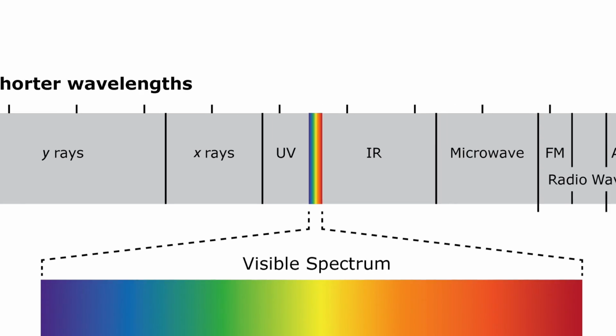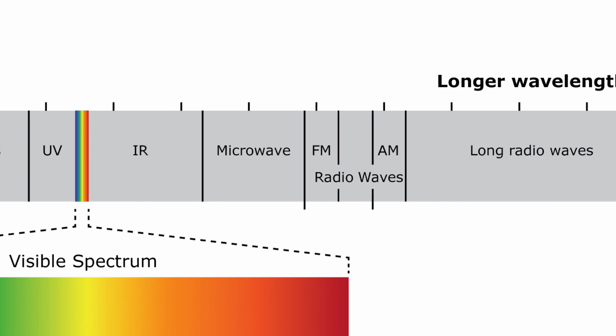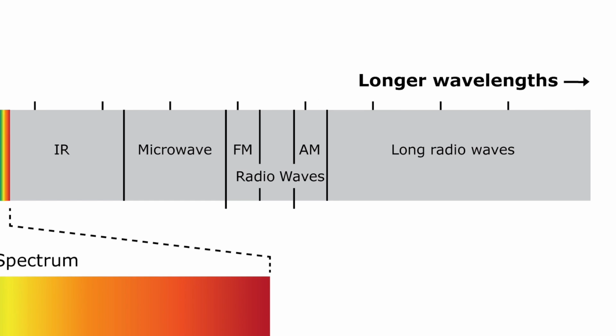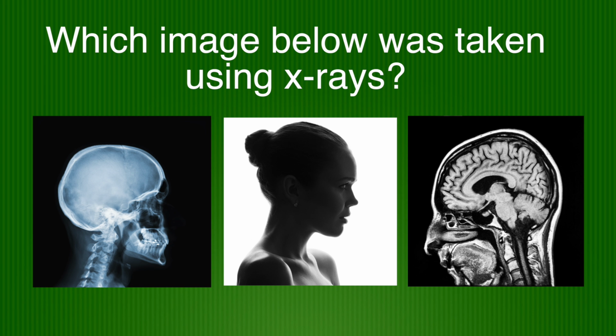There are many other wavelengths of light that cannot be seen by humans, but we still use these wavelengths of light in our daily lives. For example, X-rays can be used to make images of people's bodies. Which image below was taken using X-rays?